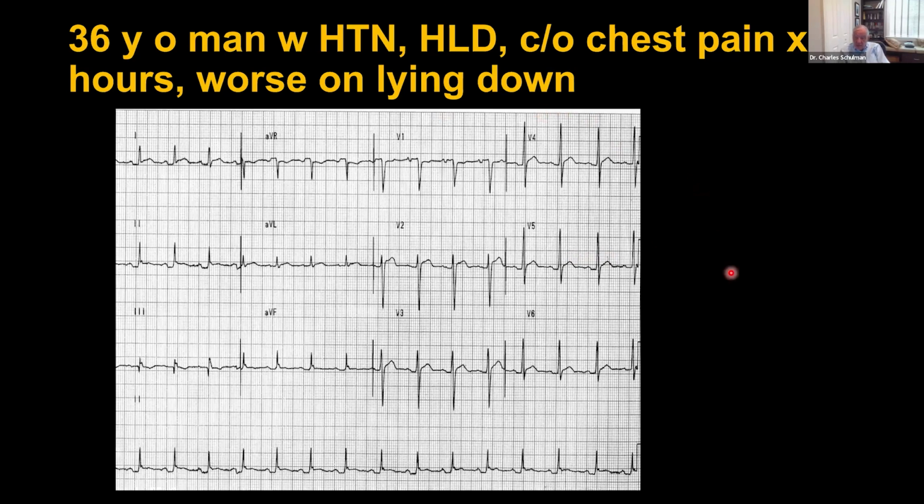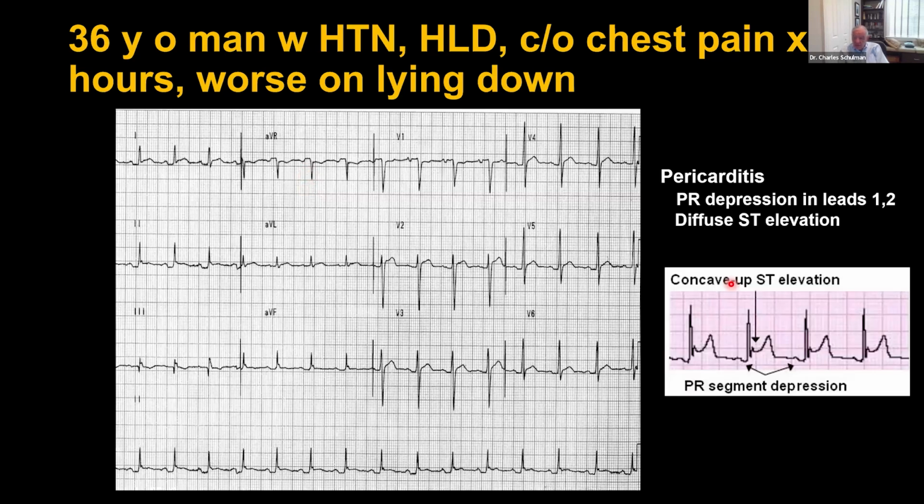This represents pericarditis, acute pericarditis with diffuse ST elevation, and notably PR depression in lead 2 and PR elevation in lead AVR. Okay, and that's pericarditis, and usually the ST segments are concave upward, that is smiley face.